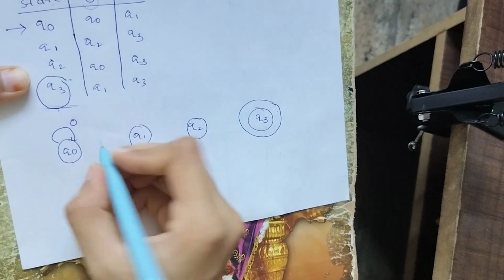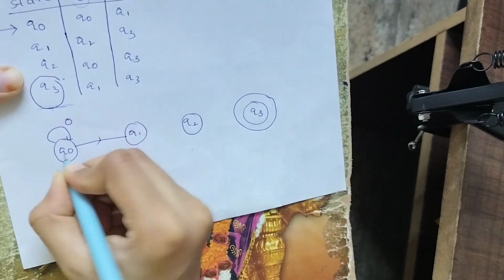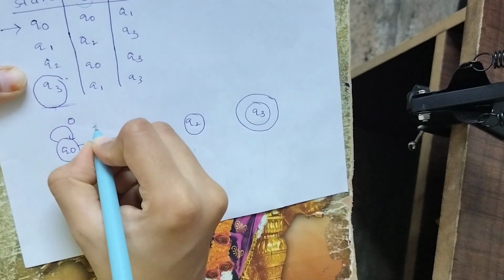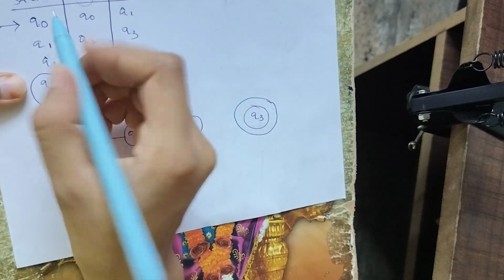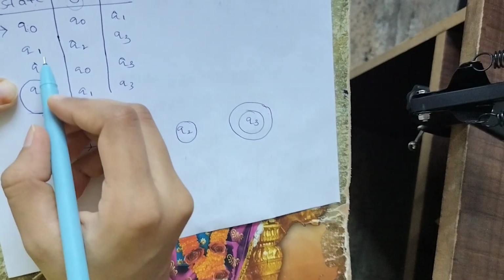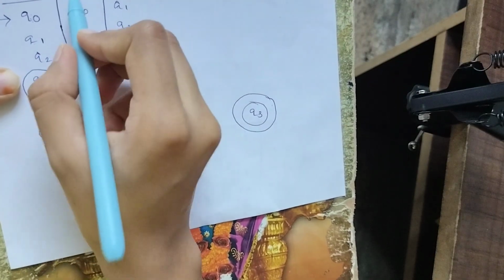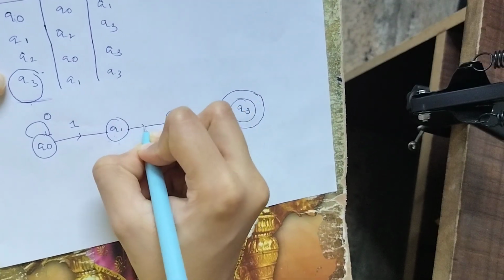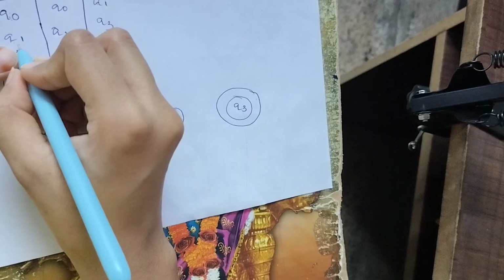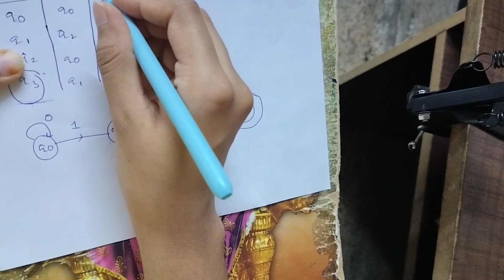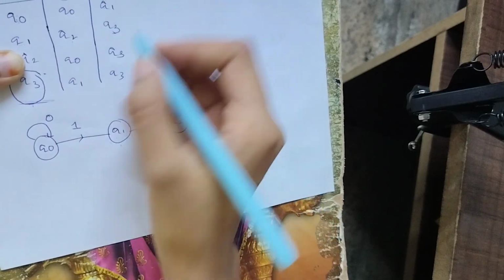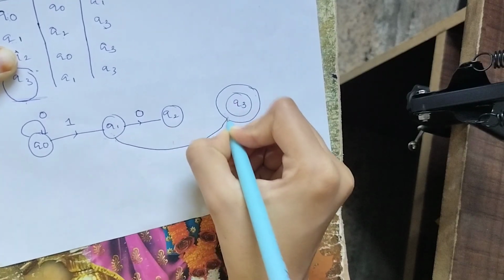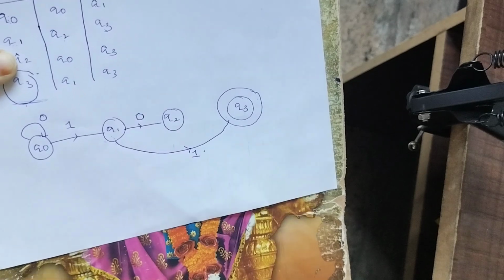From Q0 to Q1, we write the direction where 1 is going. Again from the next state Q1, from Q1 to Q2 0 is going. Again from Q1 to Q3, 1 is moving.